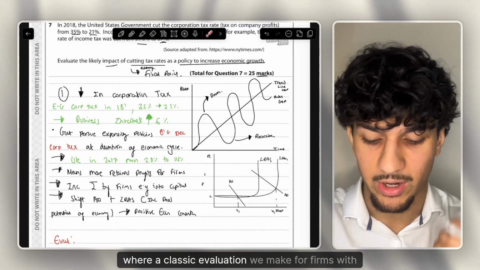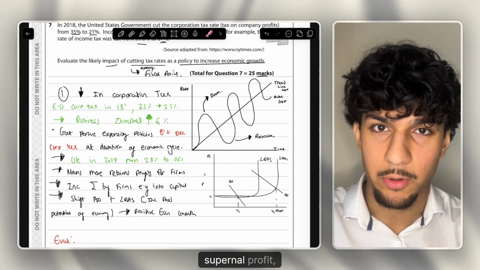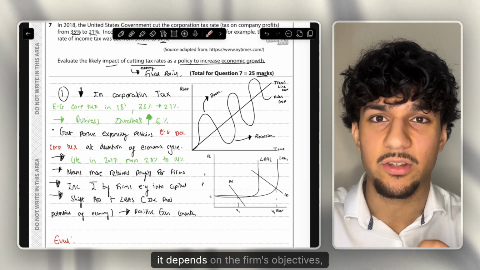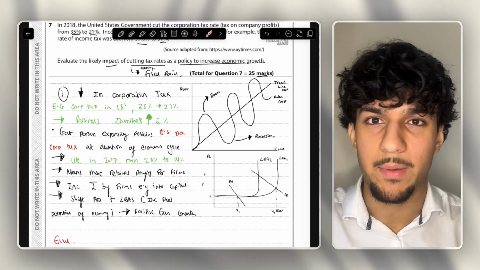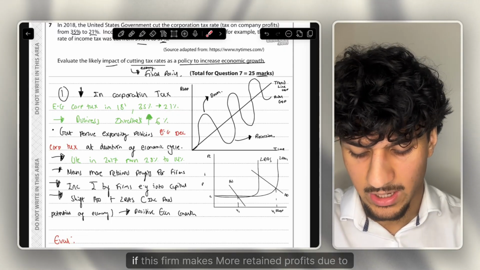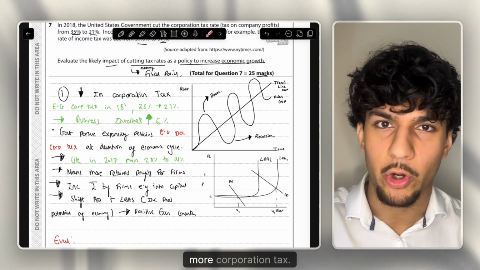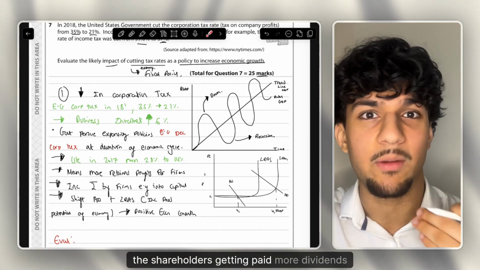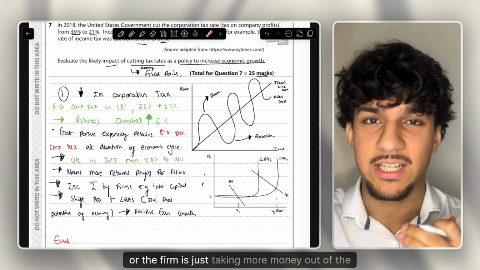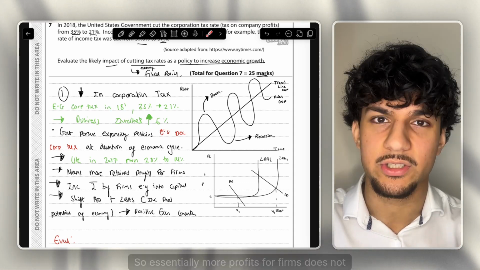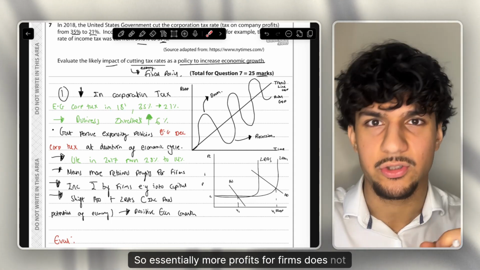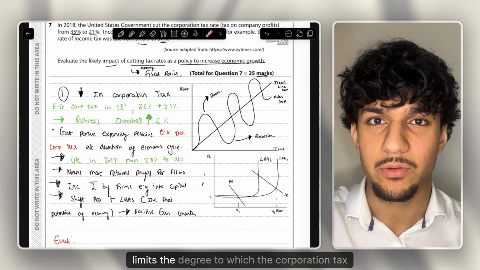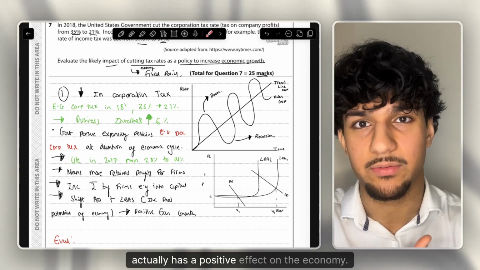where a classic evaluation we make for firms with super profit, like monopoly firms, is that it depends on the shareholder, it depends on the firm's objectives, it depends on how a firm allocates its profits. As of course, if this firm makes more retained profits due to more corporation tax, it could just mean that the shareholders are lining their pockets, the shareholders getting paid more dividends, or the firm is just taking more money out of the company. So essentially, more profits for firms does not guarantee an increased investment for firms. So it's a really good evaluation point, and it limits the degree to which the corporation tax actually has a positive effect on the economy.